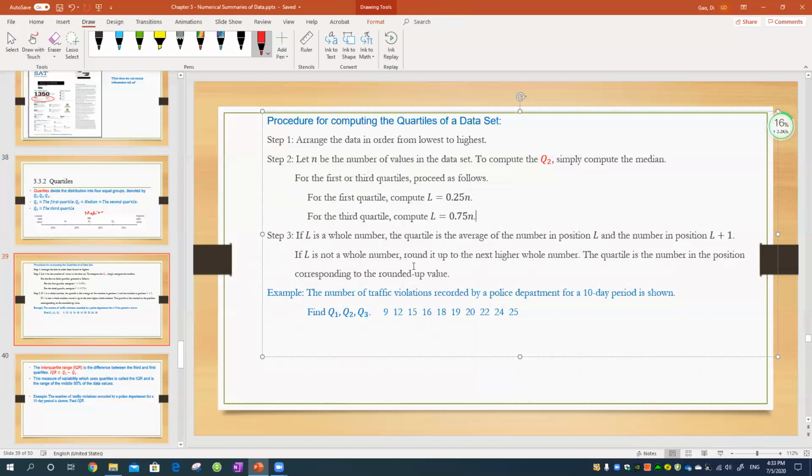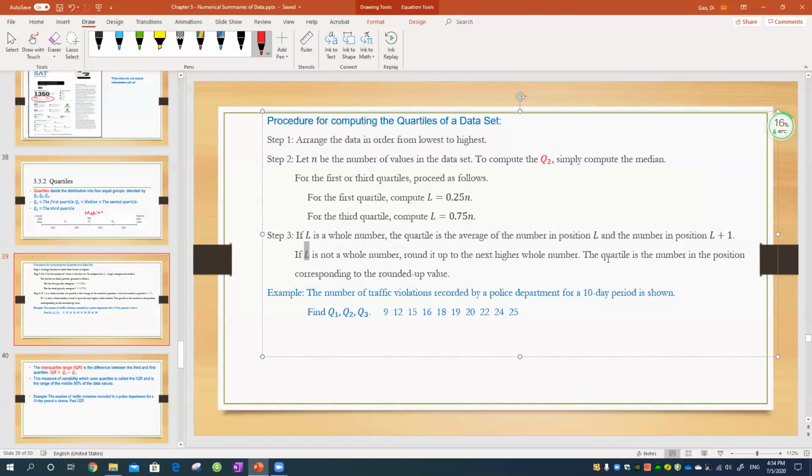And then step three. If L is a whole number, then the quartile is the average of the number in position L and the number in position L plus one. This position L means the ordered number: the Lth ordered number and then the L plus one ordered number. If L is not a whole number, round it up to the next higher whole number, and the quartile is the number in that position. So just the Lth ordered number after we round it up.